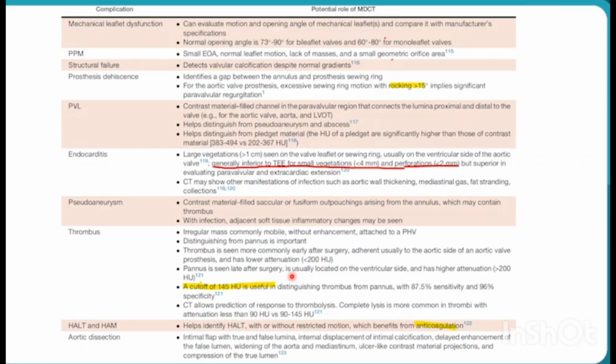HALT and HAM. So this is an upcoming thing in bioprosthetic valves. Usually with TAVI valves and degeneration, if there is only thickening of the valves and no obstruction, we call it HALT, and if there is restricted motion as well, we call it HAM. When we are suspecting HALT and HAM, there is a role of multi-detector cardiac CT, MD-CT, and the treatment of choice is anticoagulation.